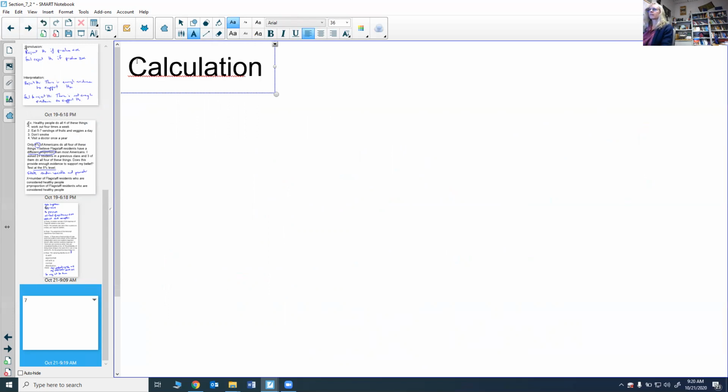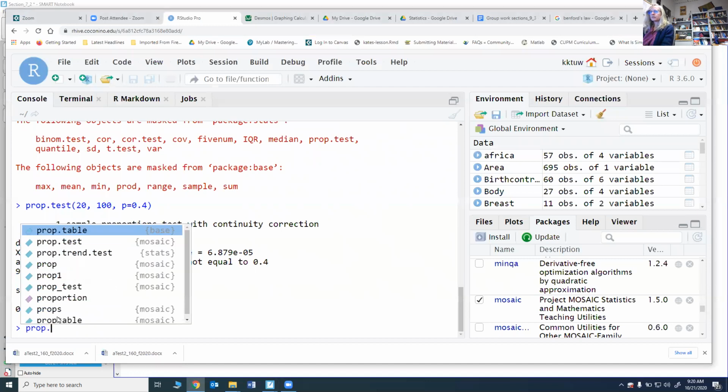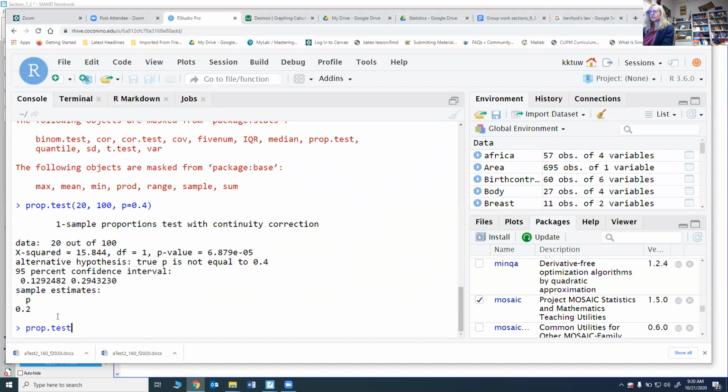And so again, we're going to go into RStudio to do that. I'll bring it back and put it over here when we're done. We're going to go into RStudio to do this process. And again, we're doing a prop test. So we're doing a prop dot test because we're doing a proportion test.